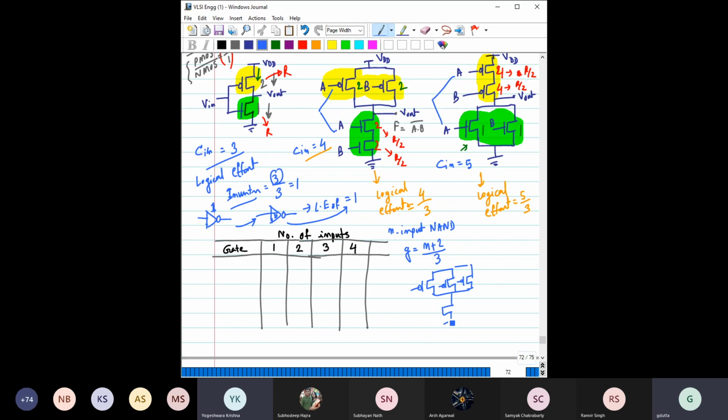So 3 input, we are doing a 3 input NAND. I am not doing it completely, right? It is A, B, C here also. Again, here the sizing would be 2, 2, 2 only, but here we have 3, right? So the transistor has to be scaled by what? What should be the scaling here?